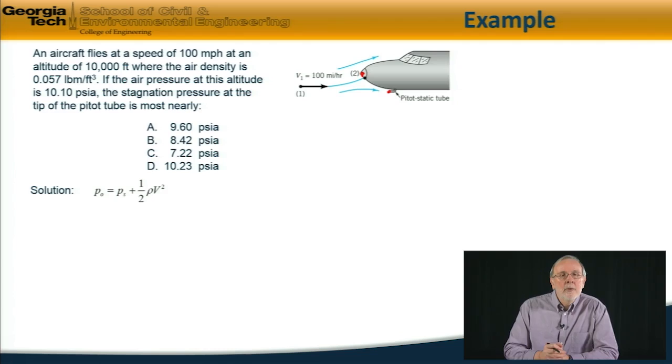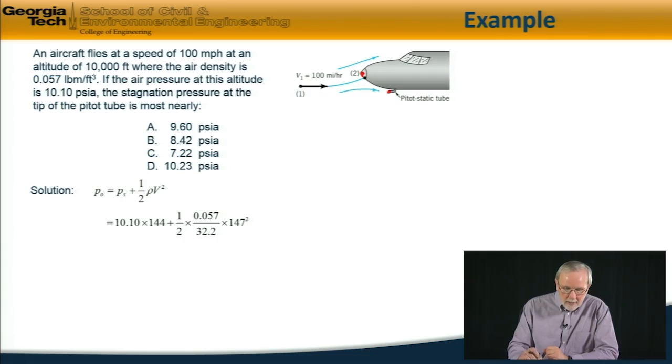We can just apply the Bernoulli equation in the latter form that I showed. The stagnation pressure is the static pressure plus the dynamic pressure. So plugging in the given numbers, we have the static pressure is 10.1, multiplied by 144 to change to pounds per square foot, plus 1/2 rho. And notice here we have to divide by g, and I'll talk about that more in a minute, multiplied by the speed squared. 147 feet per second is 100 miles an hour.